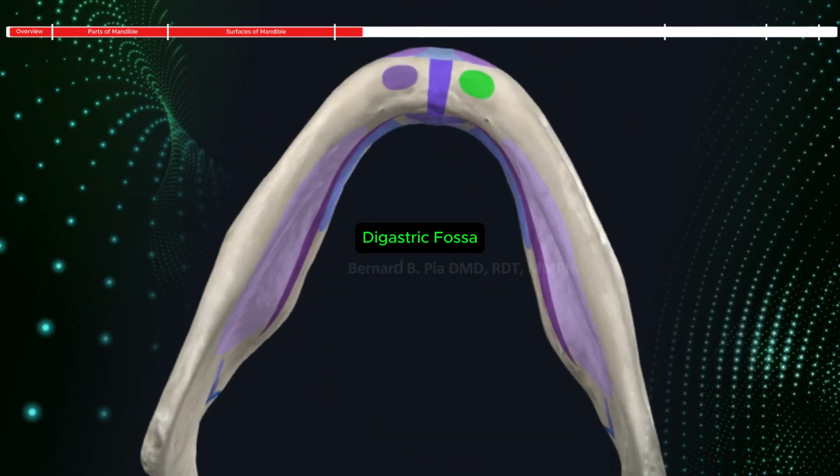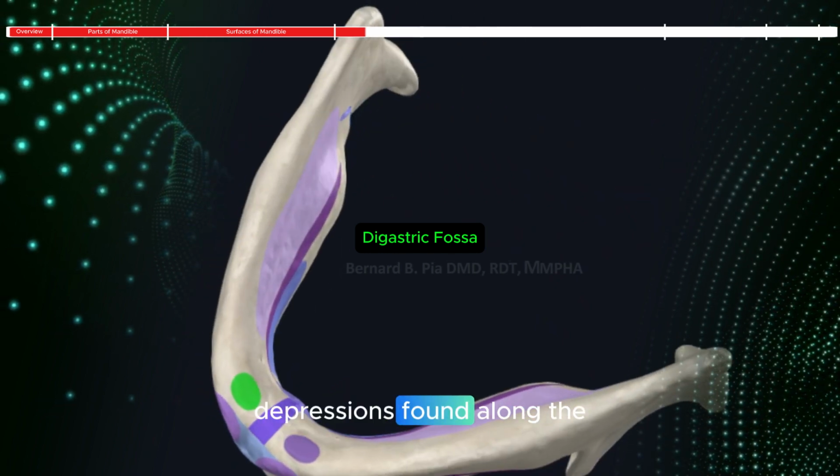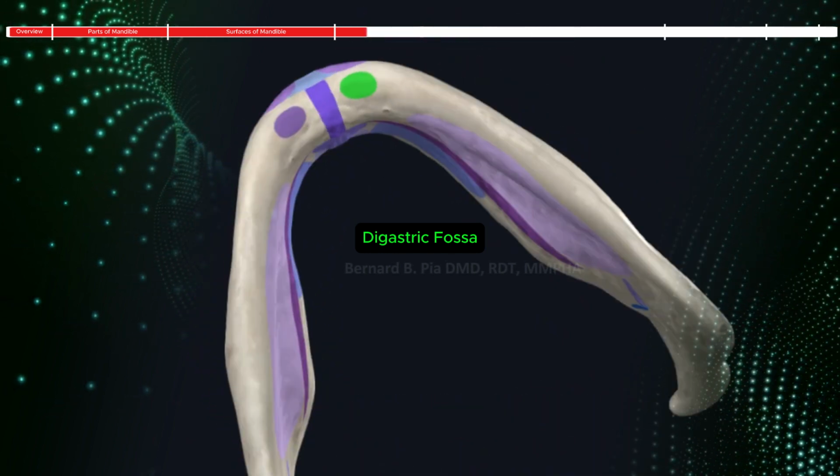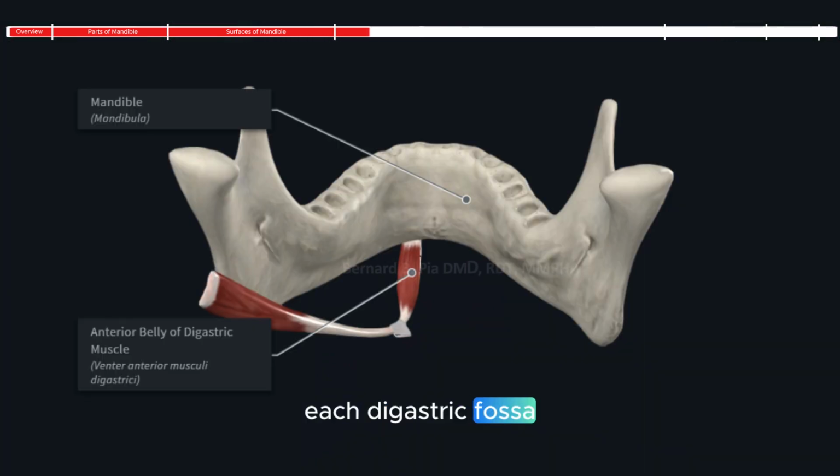2. The digastric fossae are the two rough, shallow depressions found along the base of the mandible. On its corresponding side, each digastric fossa provides an origin site for the anterior belly of a digastric muscle.